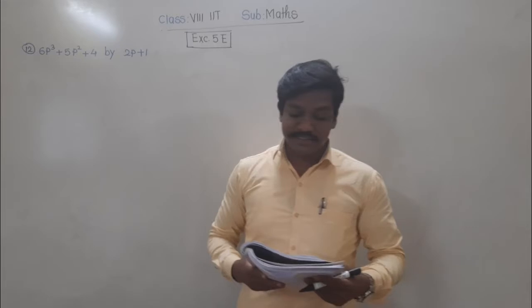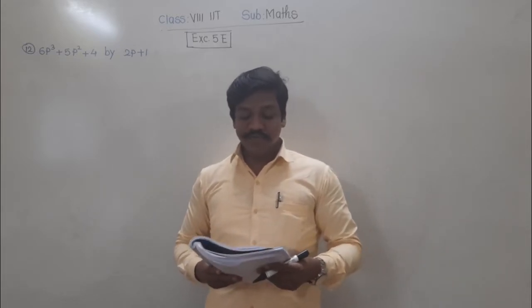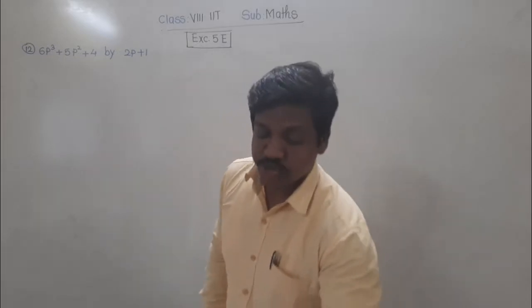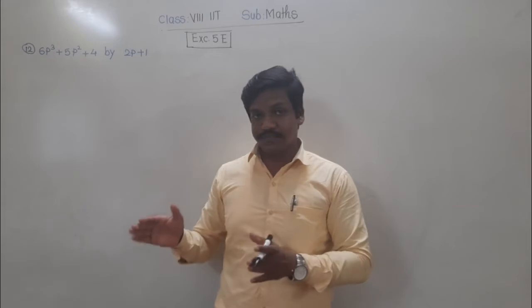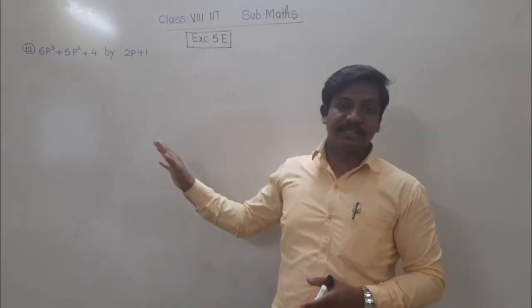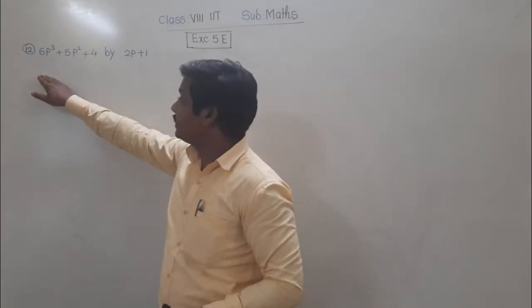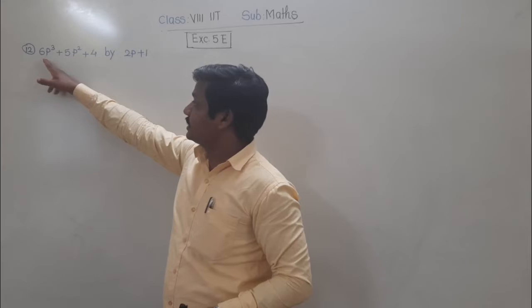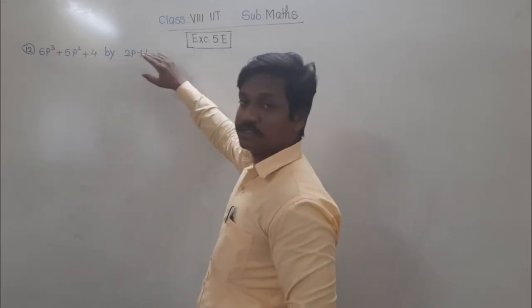Divide, and in each case check your answer using the relation: dividend is equal to divisor into quotient plus remainder. We know this is the division algorithm, and using this relation we have to check whether our answer is correct or not. See here question number 12. The example is 6p cube plus 5p square plus 4 divided by 2p plus 1.